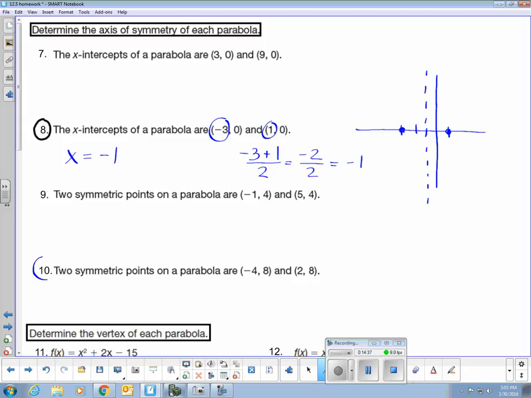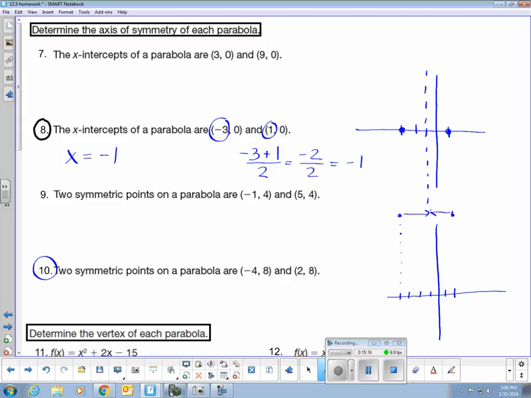Number 10, if I were to draw these 2 points on a parabola, I can sketch this at -4, 8 and 2, 8. If these are 2 symmetrical points, what we know is that the line of symmetry is going to go right in between these 2 points, equidistant. So we have to find the line that would be equidistant from both of those 2 points.